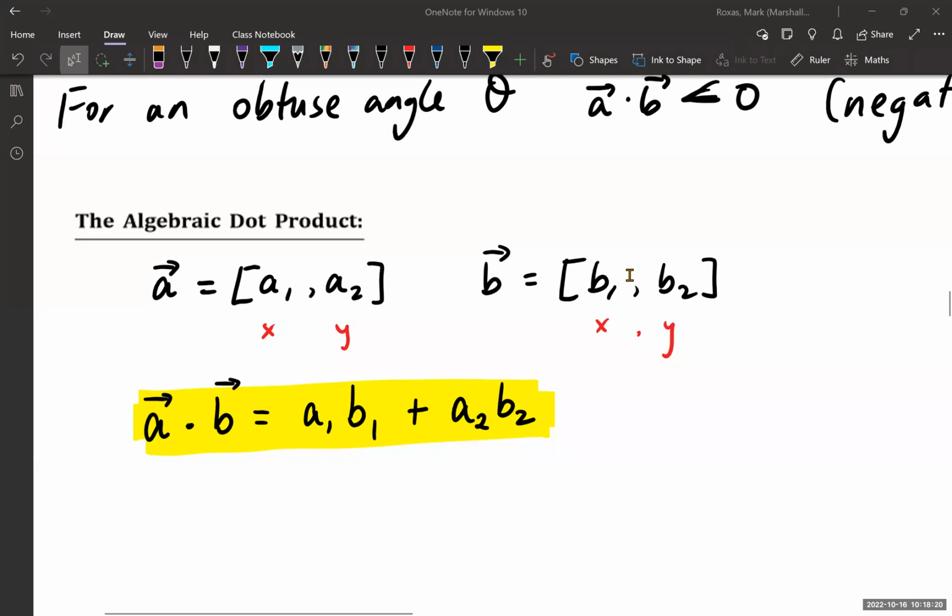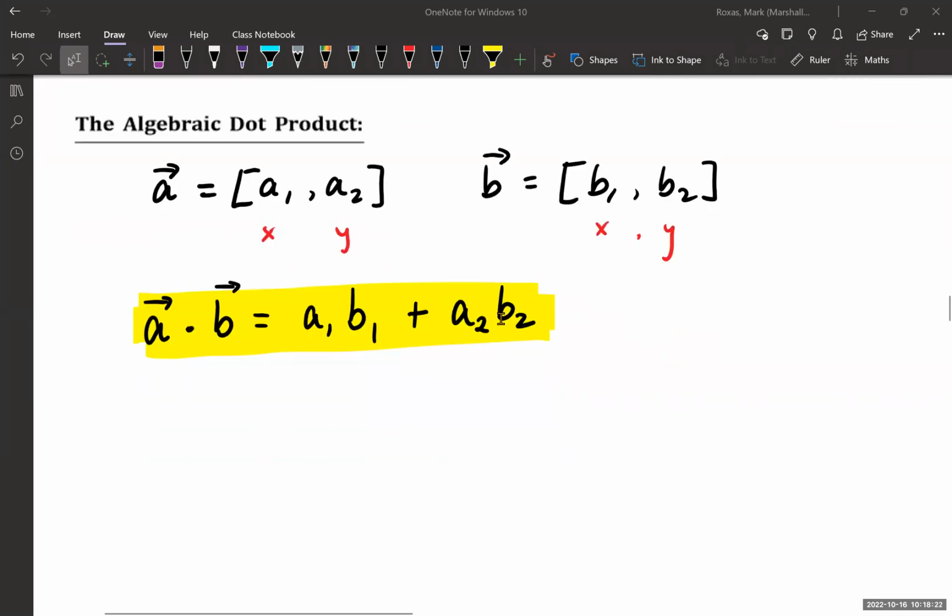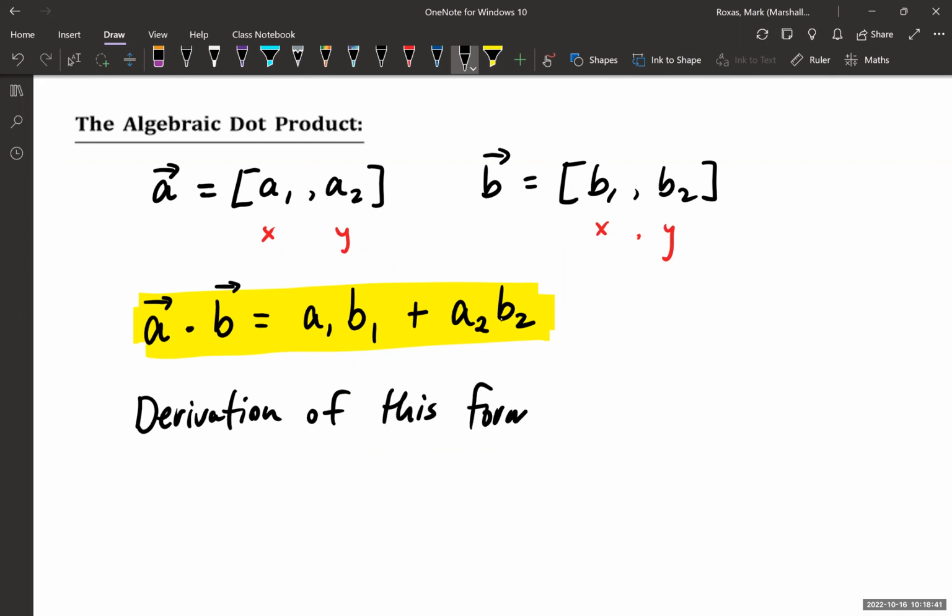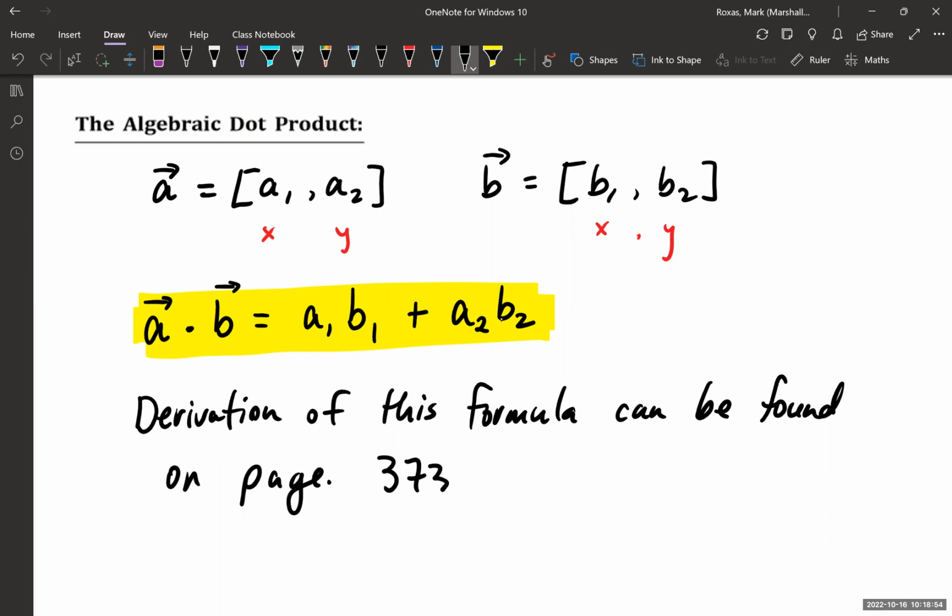Okay, so now I'll make one note that if you are interested in where this formula comes from, there's a derivation of it. So it's the derivation of the algebraic dot product or Cartesian dot product. The derivation or the proof of this formula can be found on page 373 of your textbook.